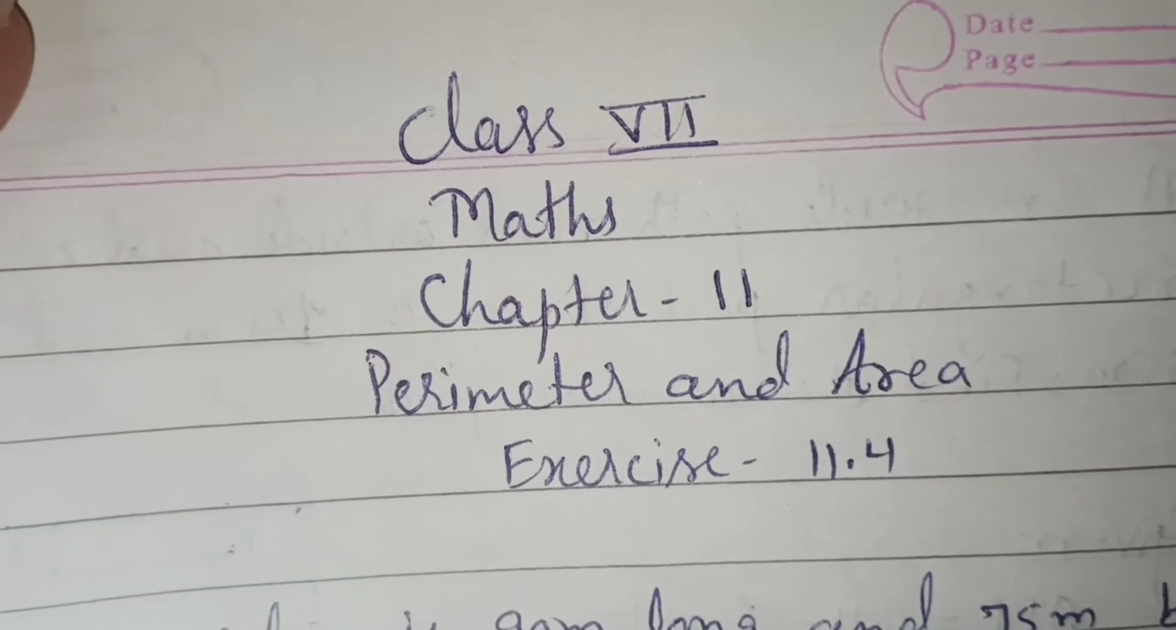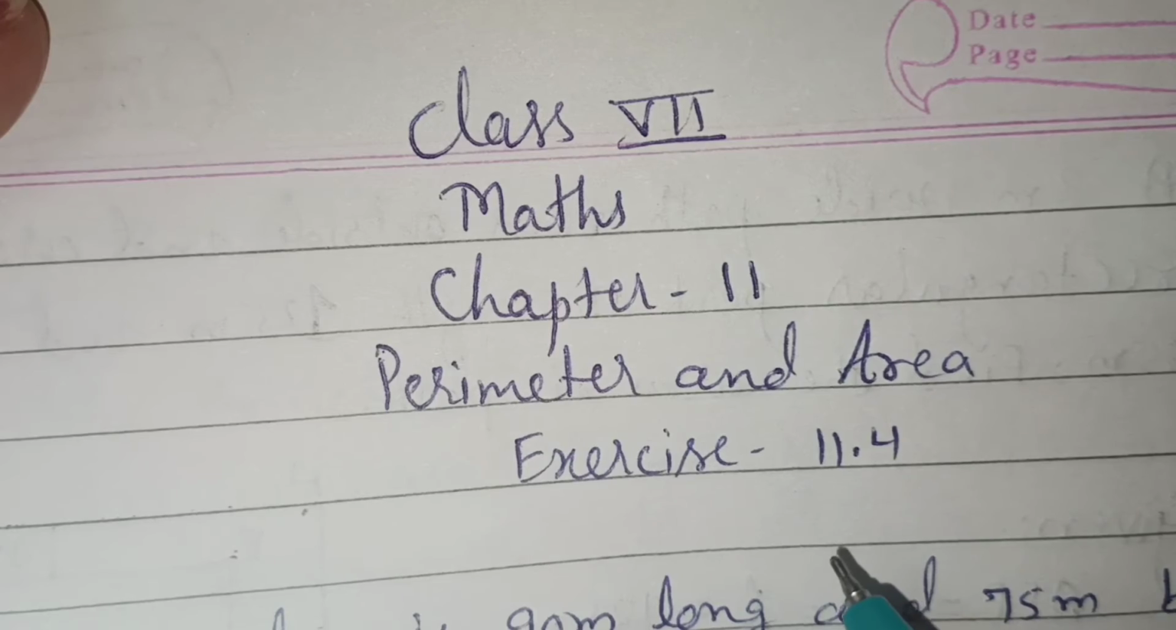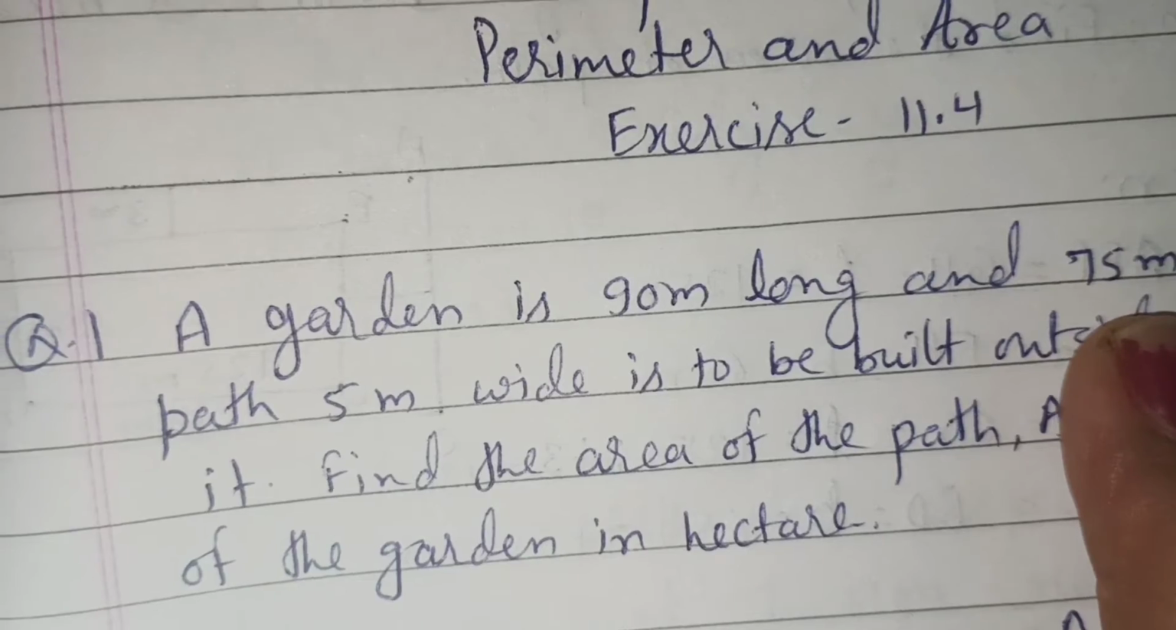Good morning, students. Today we will start chapter 11, exercise 11.4. In perimeter and area, we have completed till 11.3. So, see what is in 11.4.